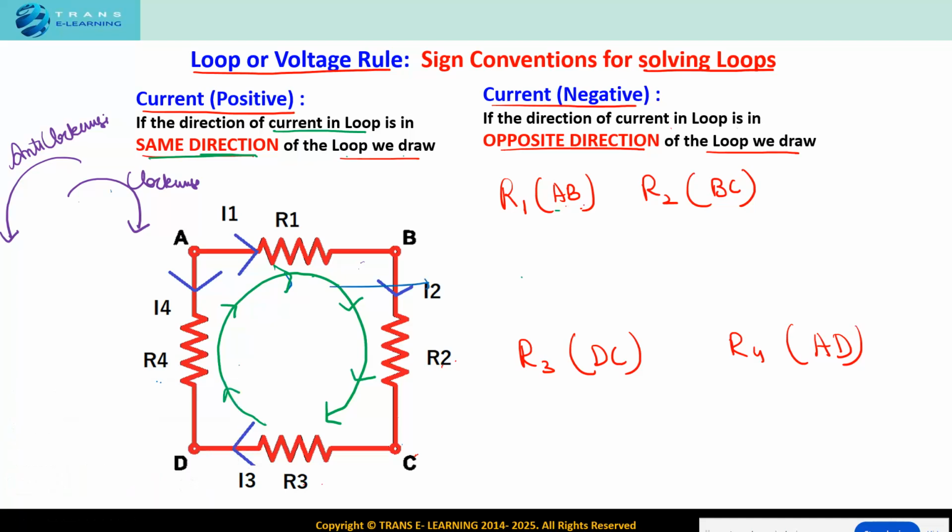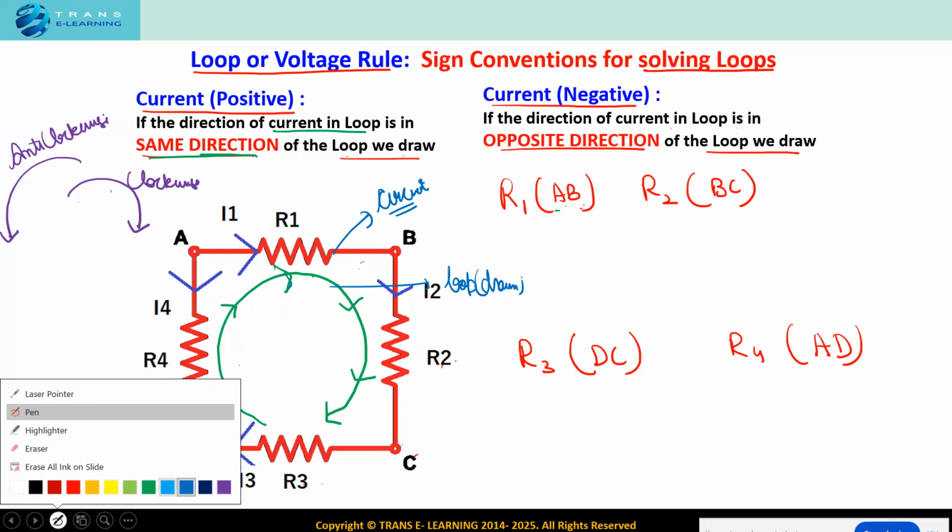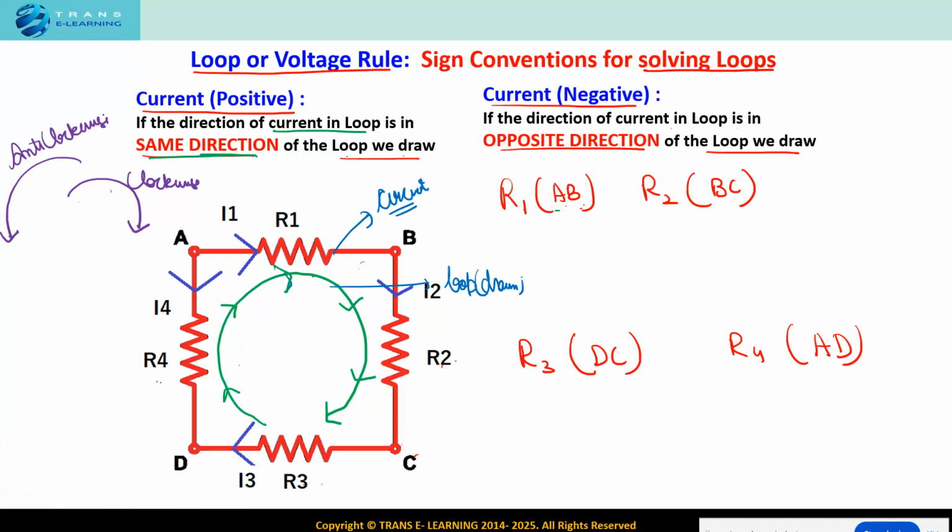This is the loop that I have drawn, and this is the loop of the circuit. Now we are going to compare. If in both the direction of the current is the same, we are going to take it positive, otherwise we are going to take it negative. So now let us compare it with R1. You can see that the direction of the current is going from A to B, and our loop is also going from A to B. So the current I1 will be positive.